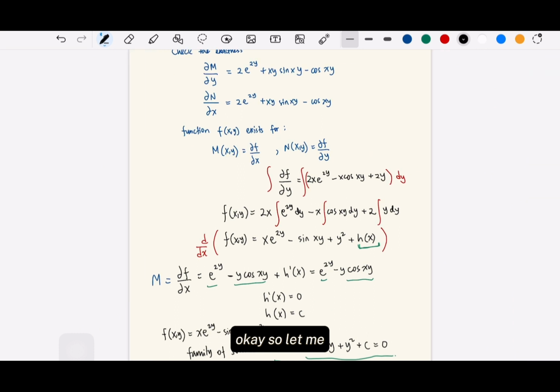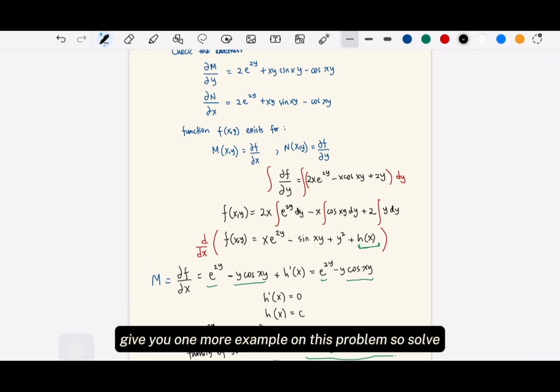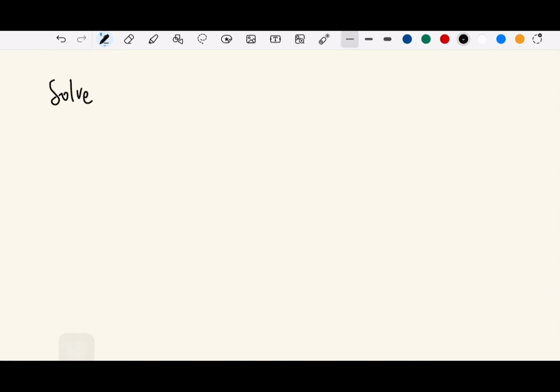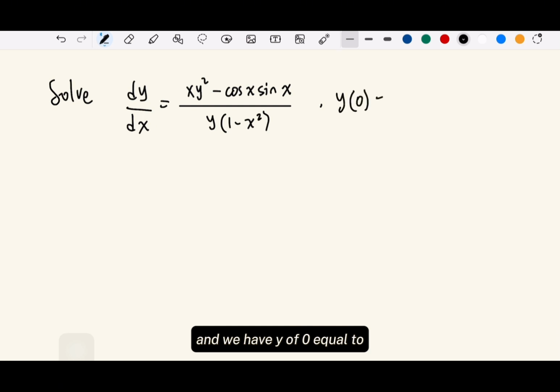Okay, so let me give you one more example on this problem. So solve dy dx equal, and we have y of 0 equal to, so we have initial conditions.